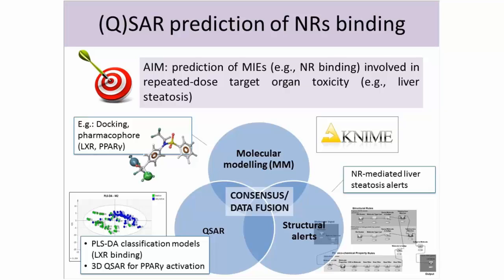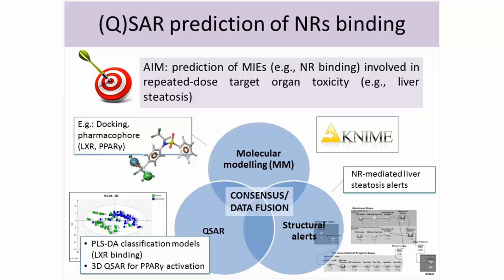So this morning we have seen the molecular modeling approaches, but we also developed some QSARs, for example, for the prediction of HELIX star binding, and a QSAR for the prediction of PPAR gamma activation. And also a workflow was developed for the screening of potential nuclear receptor ligands based on structural alerts and physicochemical rules. And the final aim was to combine all the different predictions obtained by different approaches by applying consensus modeling and data fusion methods. When feasible, the models that have been developed have also been implemented into KNIME workflows.